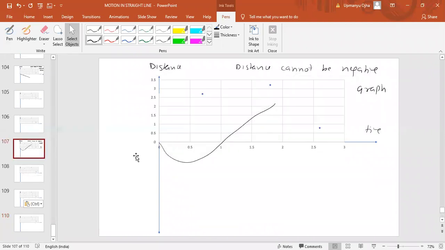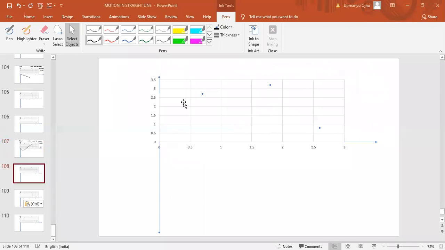No, time is not negative here. See, in this graph, time is not negative. Time is always positive. Distance is negative. I'm not drawing the graph on the negative side of the time axis. Time is positive only. Distance is negative. Okay, fine.